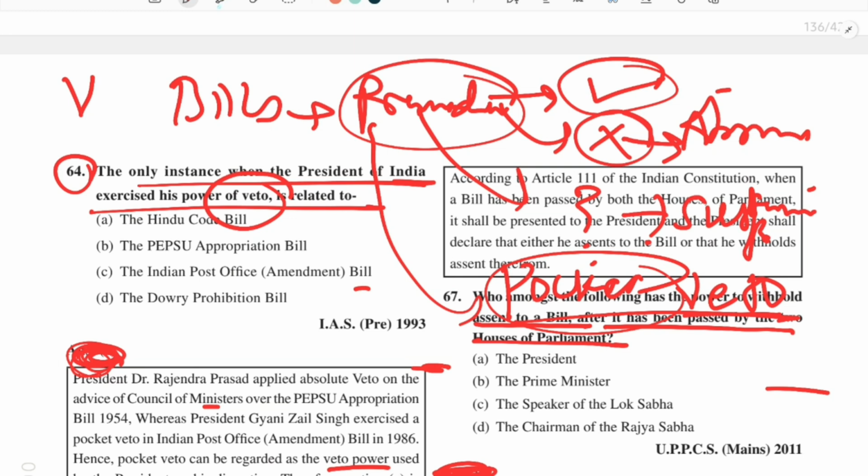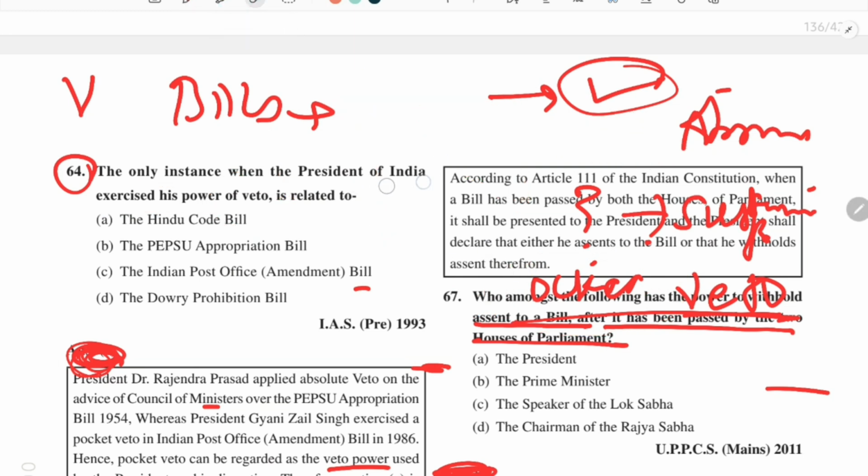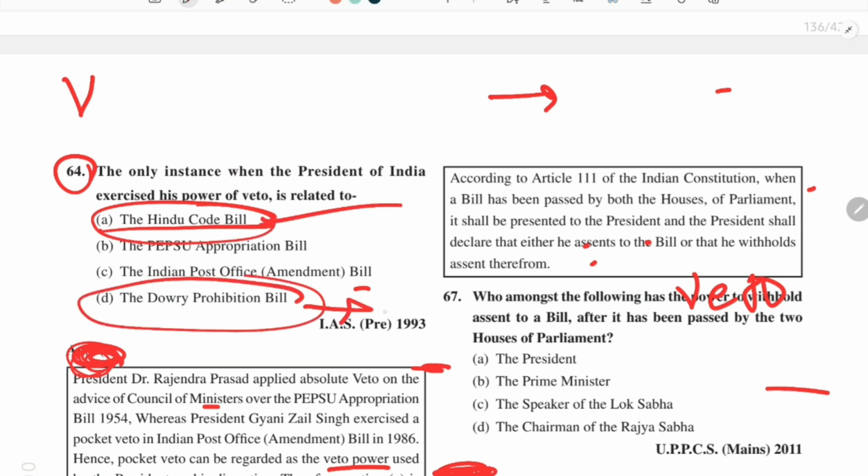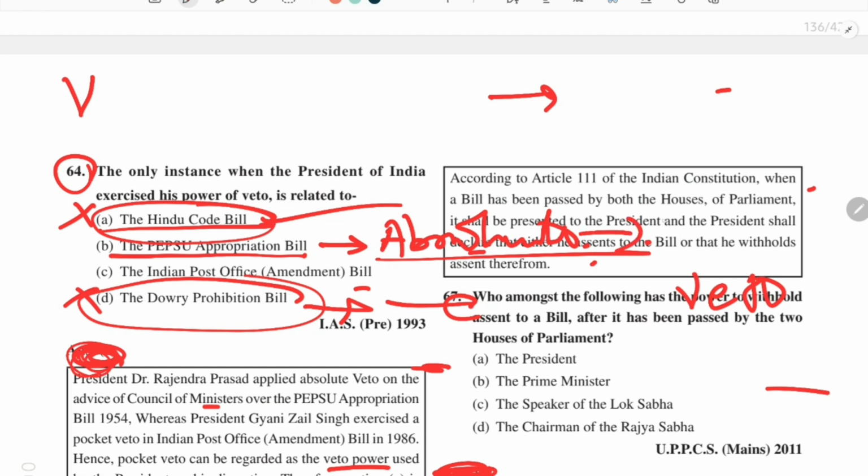But as this question is very factual, we can remember the answer, or we can remember some instances when this veto power was used. In the Hindu Code Bill, we can eliminate some statements, like the Hindu Code Bill was passed, and the Dowry Prohibition Bill was passed in a joint sitting. In this way we can eliminate two statements. The PEPSU Appropriation Bill: which type of veto was used? The absolute one, that is, the President withheld assent to the bill. And in the Indian Post Office Amendment Bill, the pocket veto was used.